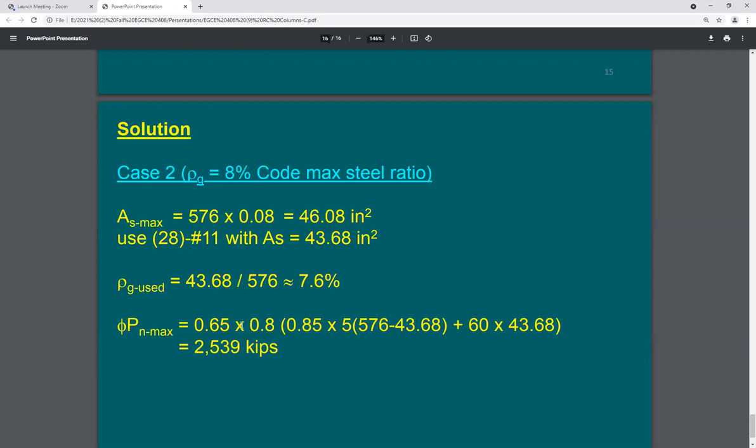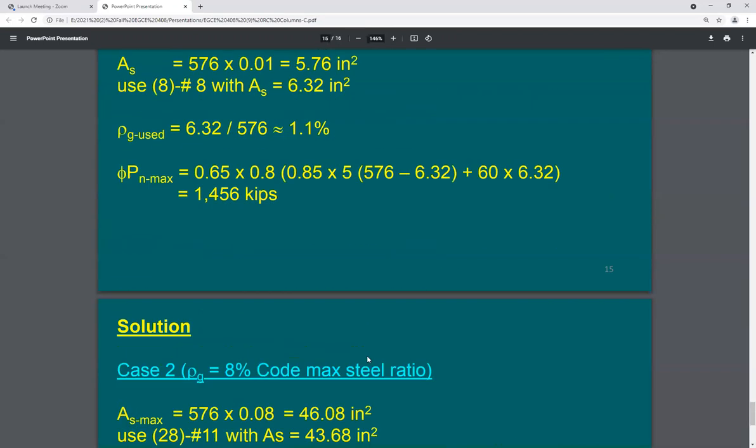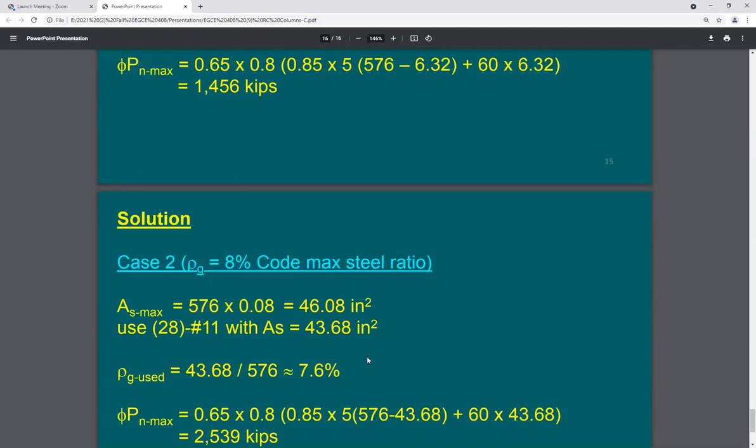And say, okay, let me look here at the equation. 0.65, the phi factor. 0.8, your constant. Give me the concrete strength, the steel strength. Total of 25, 39. Yes. So what is the benefit of having this square size? This could be the big question, right? Why do we have a couple of cases like this?